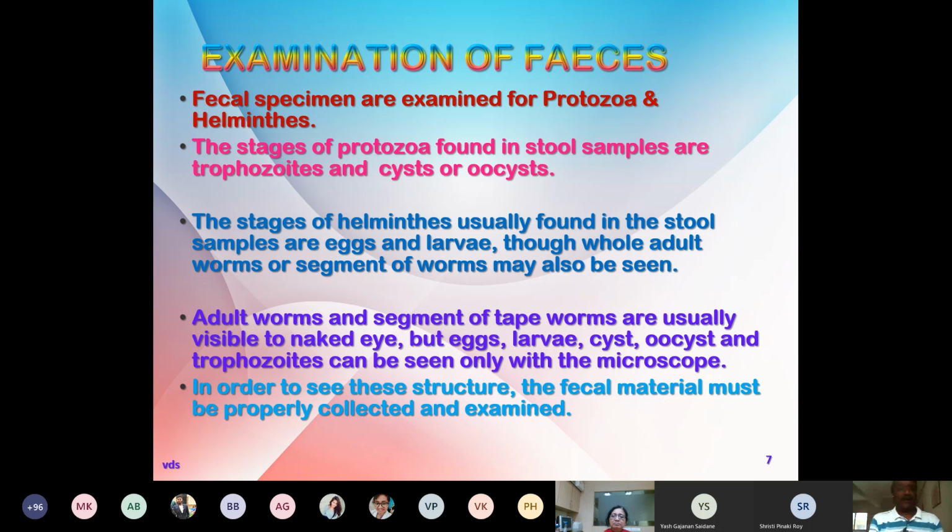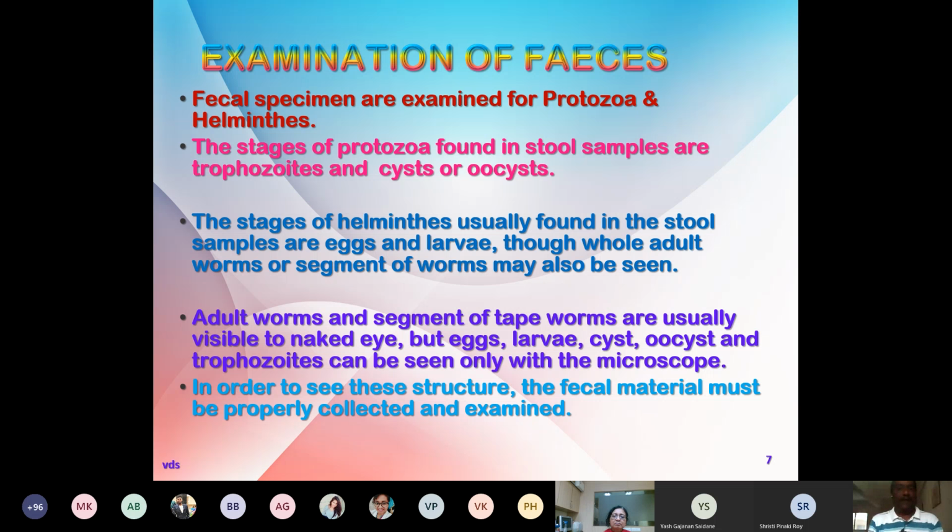Now, in the case of protozoa, the stages found in the stool specimen are the trophozoite and the cystic form of Entamoeba histolytica, Giardia lamblia, Trichomonas vaginalis, and the oocyst. They may be present in the stool of Cyclospora, Cryptosporidium, Isospora, these parasites.